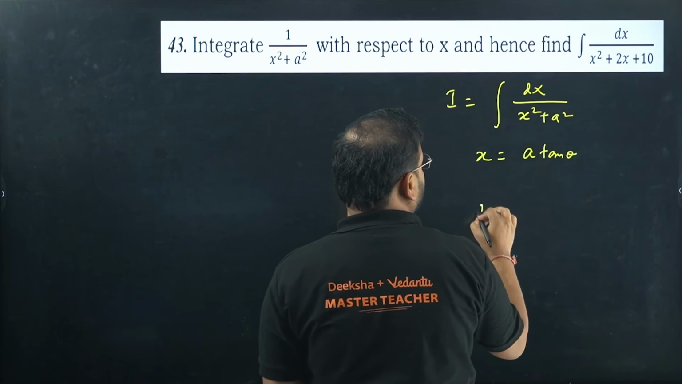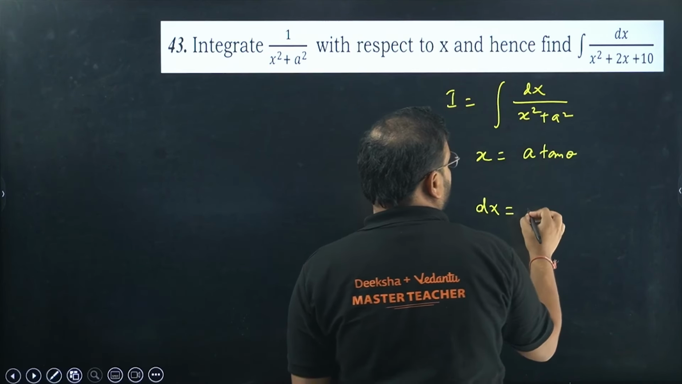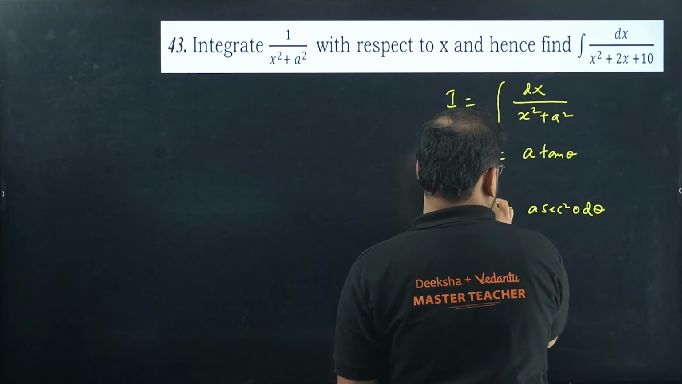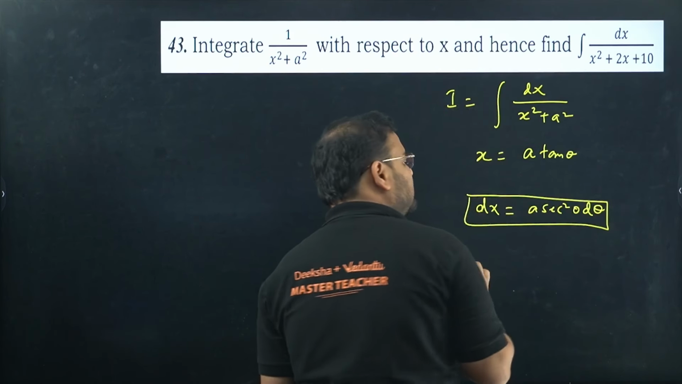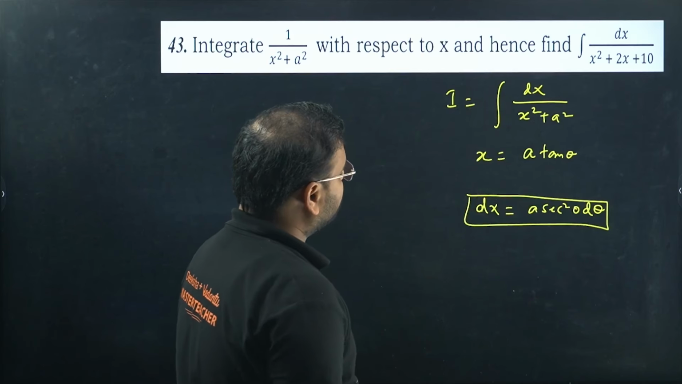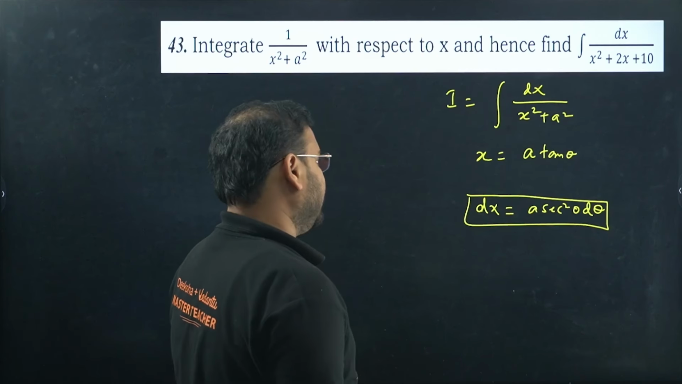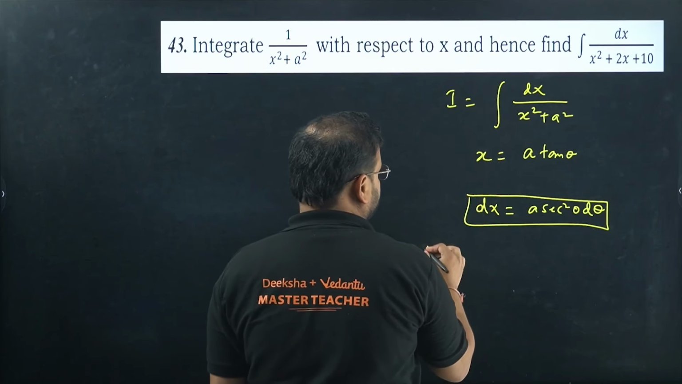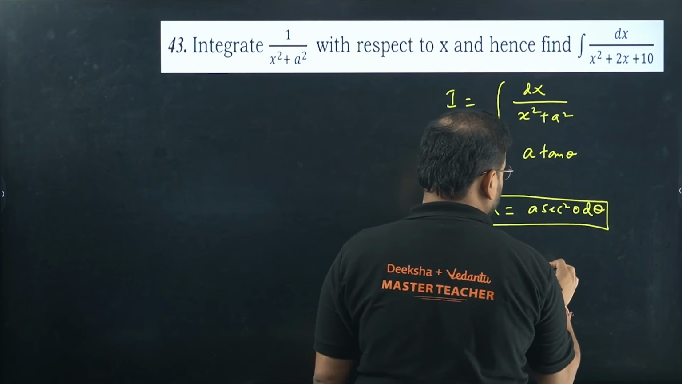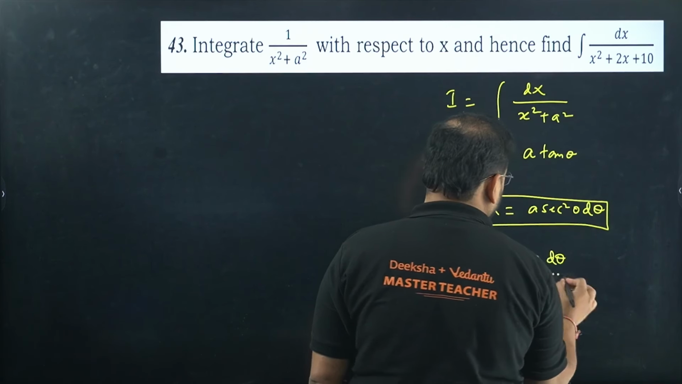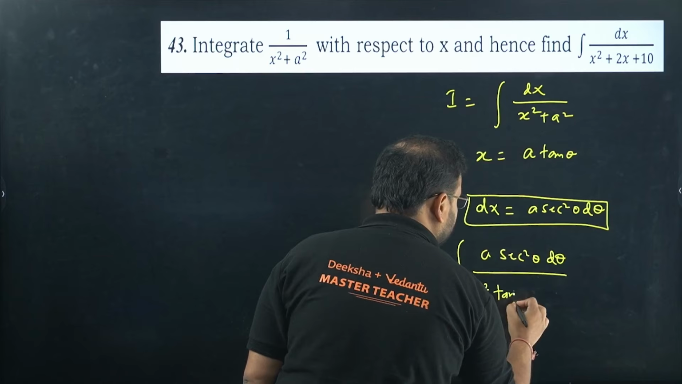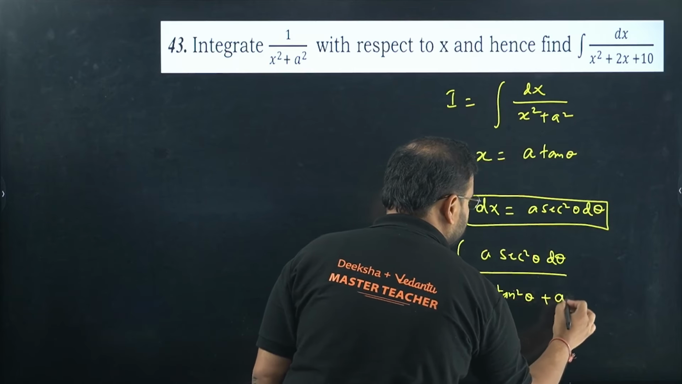Okay, differentiate, you'll get dx as a secant square theta d theta. Alright, so looks fine so far. Yes, let's substitute it back. We'll get here a secant square theta d theta in numerator, and over here we'll have x square as a square tan square theta plus a square.